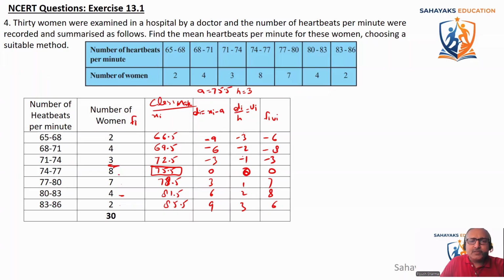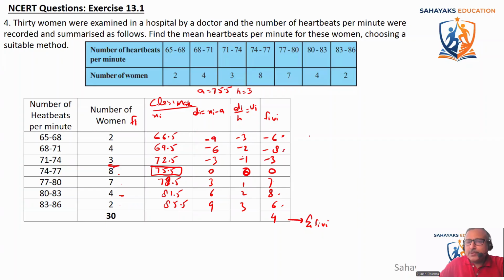I did not mention it, I should mention it. Now what are you going to find? We are going to find the sigma fi ui. So this value which we'll calculate here will be sigma fi ui. Now 6 cancels with 6, 8 cancels with 8. So what is left? 7 minus 3 comes out to be 4.